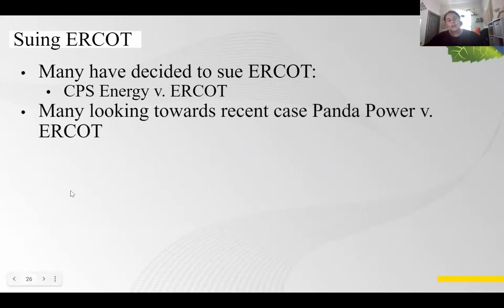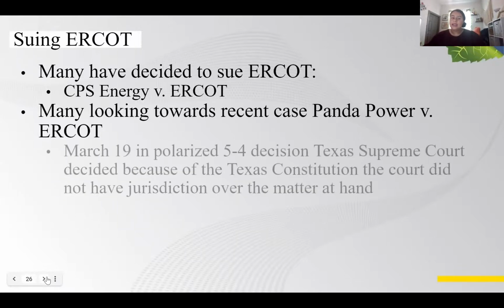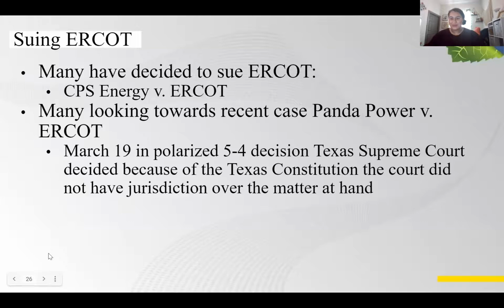Many were looking towards a completely unrelated case, but a case that recently went to the Texas Supreme Court, Panda Power versus ERCOT, just to see how ERCOT could be sued, how they can be held accountable. And on March 19th, the Texas Supreme Court made a very polarized decision. I'm not going over too many details, but basically they ruled that they didn't have jurisdiction over the matter at hand because ERCOT is an independent organization.